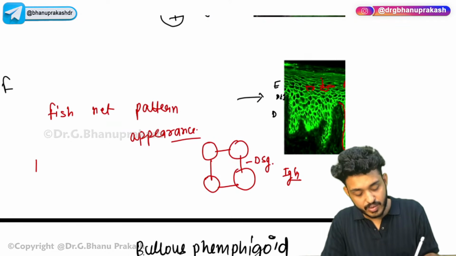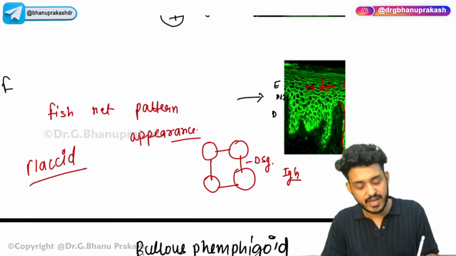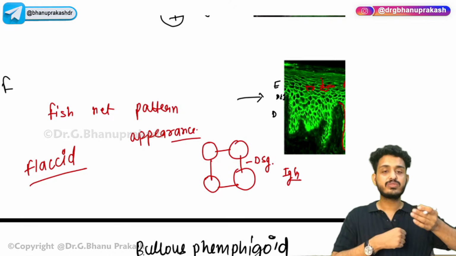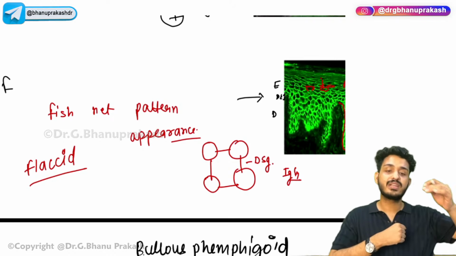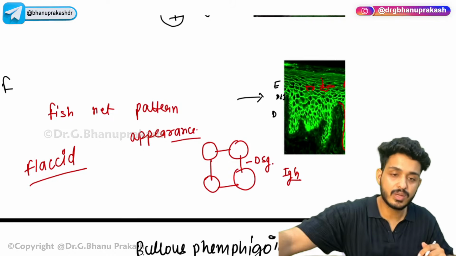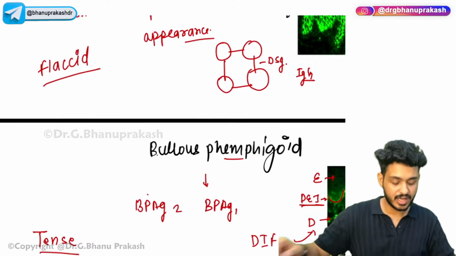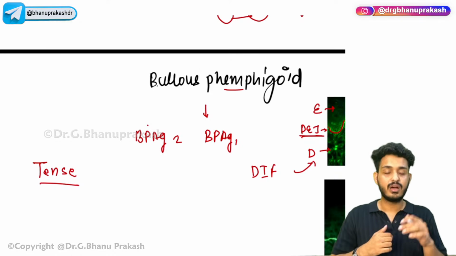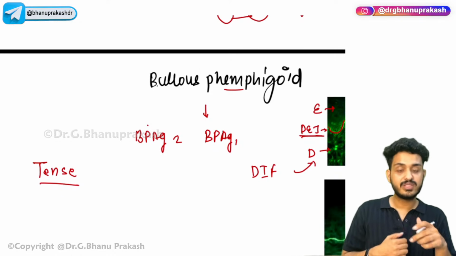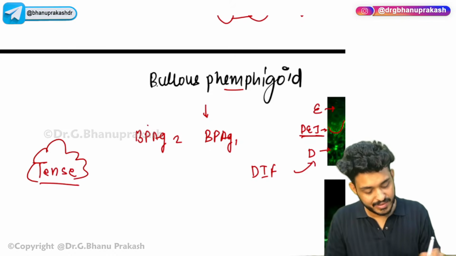Here in pemphigus you will be finding always flaccid bulla. Flaccid means what? They are easy to rupture, because they are present in the epidermis. Whereas these bullae are present in your dermo-epidermal junction, so they will be tense bulla.